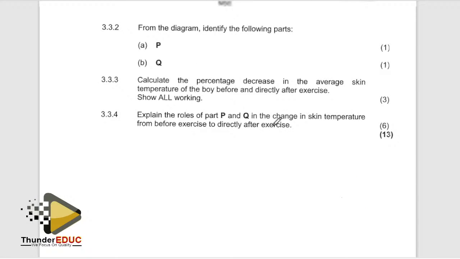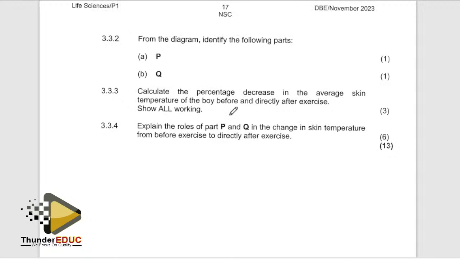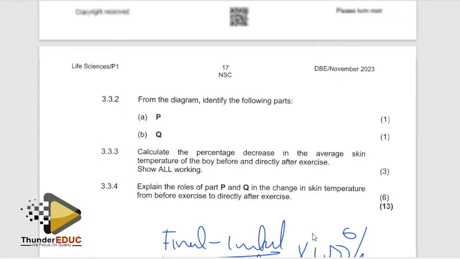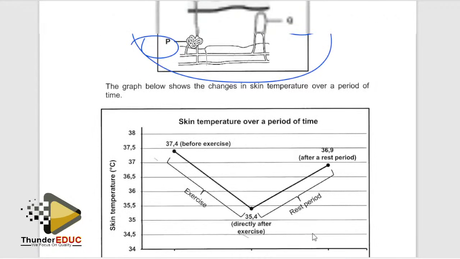Calculate the percentage decrease. We talked about this. We say that percentage decrease is equal to final minus initial over initial, not over final, times 100. Talked about this very well. I hope you have done it. You have not disappointed me.